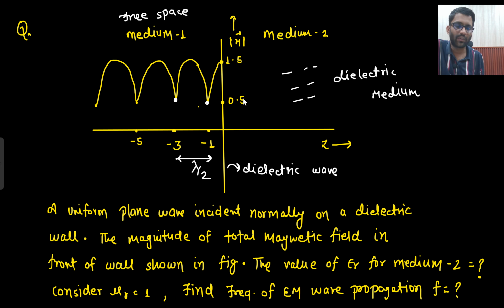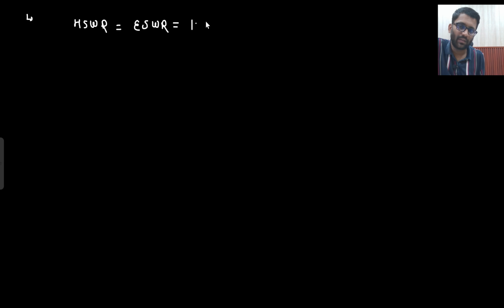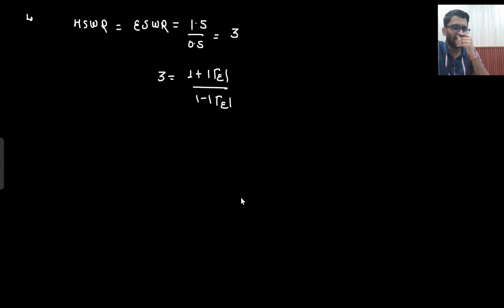That is equal to 1.5 divided by 0.5, which is equal to 3. So 3 would be equal to (1 + Γe) divided by (1 − Γe). Why am I doing the calculation with respect to the electric field? Because I am more comfortable with the expression of the electric field.